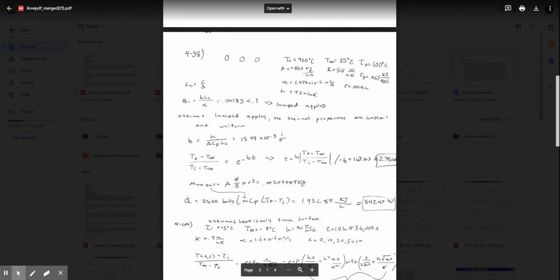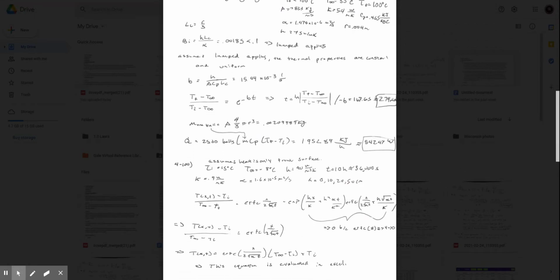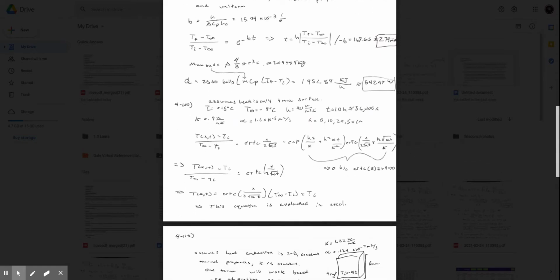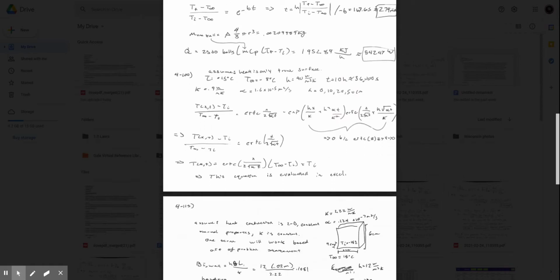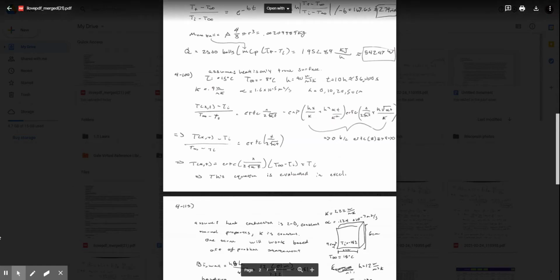From there, we can use the lumped analysis formula to determine the time that it takes for the ball to cool down, and from there we need to calculate the B, which is shown here. And then once we have that, we can determine the time, which is about 2.8 minutes, and then we can determine the mass of the ball, and from there we can take the number of balls times the heat transfer rate of the balls, and that will determine the total heat transfer rate of all 2,500 balls, which is about 542.5 watts.